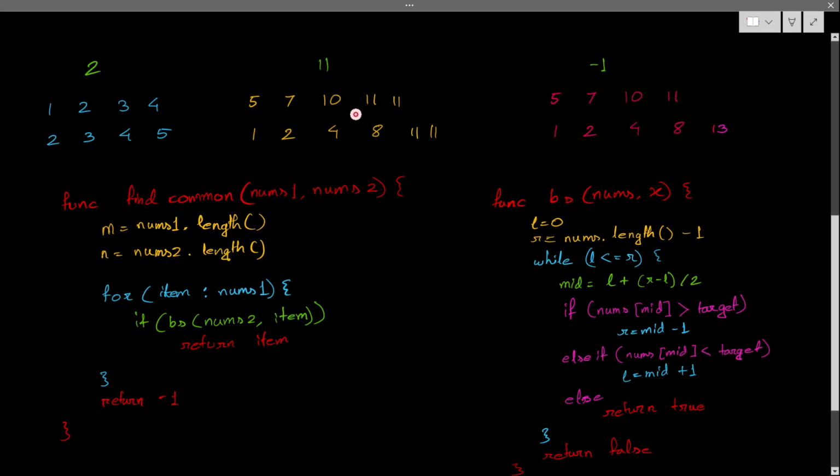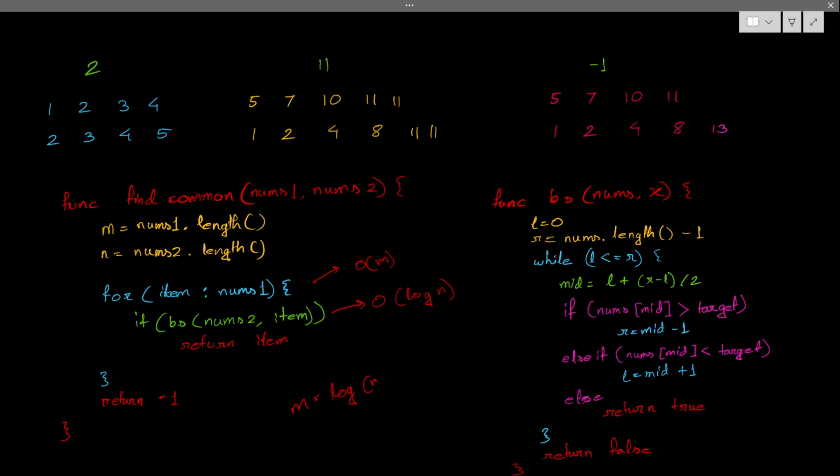So in this case, what is the time complexity? It is Big O of m time, for each item I am traversing this, Big O of m. For each item, binary search takes Big O of log of n time on the second array. The time complexity is m into log of n. So this is the time complexity.